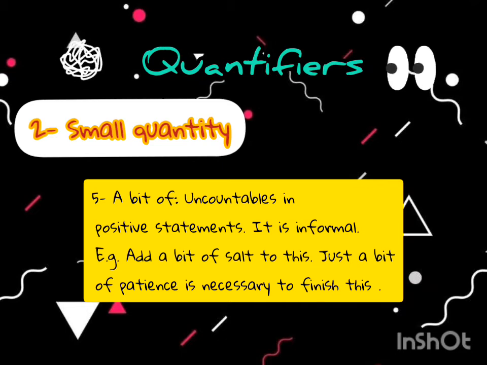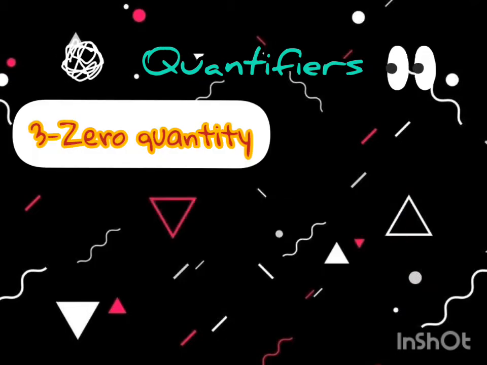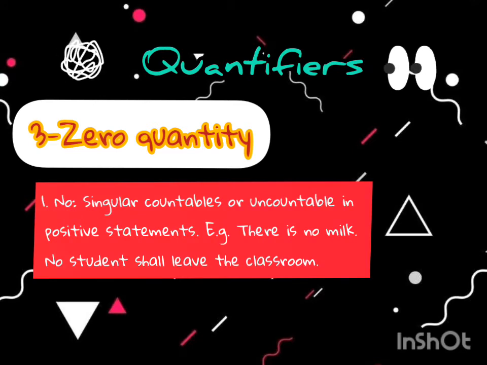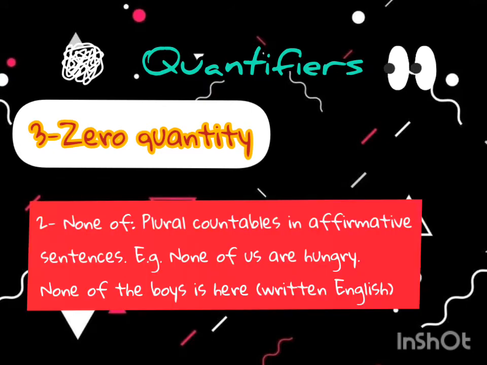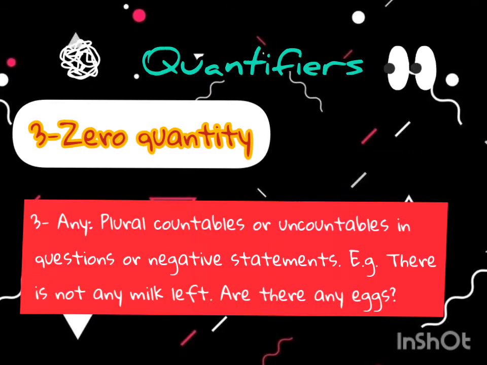positive statements. As regards zero quantity, we can find no, which is used plus countables and uncountables in affirmative sentences, also positive sentences. None of, which is used with plural countable nouns in positive statements, and any, which is used with plural countables or uncountables and in questions and negatives.